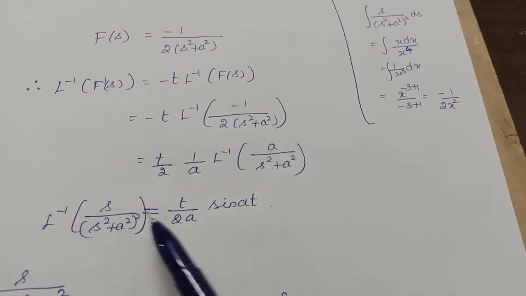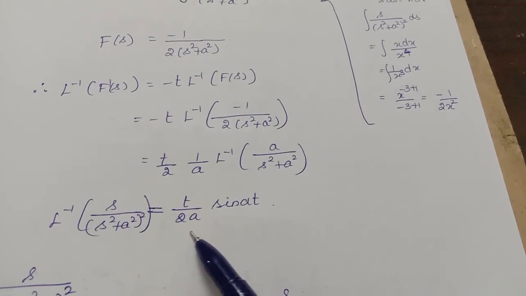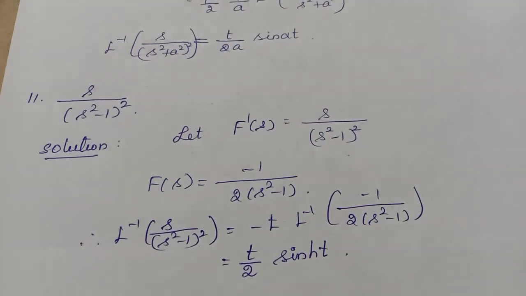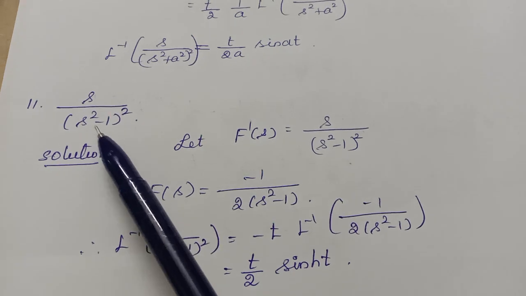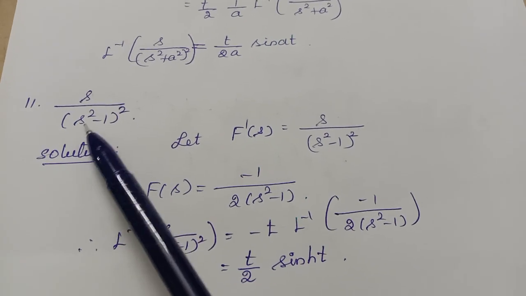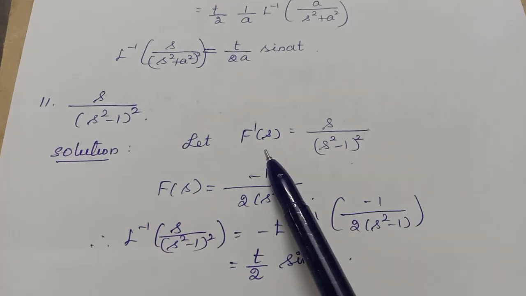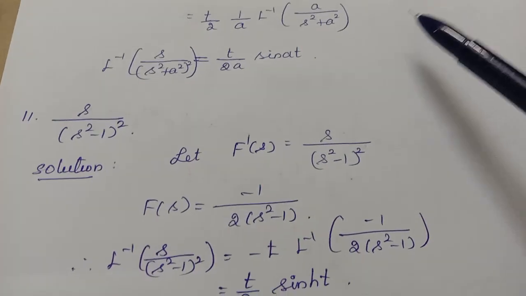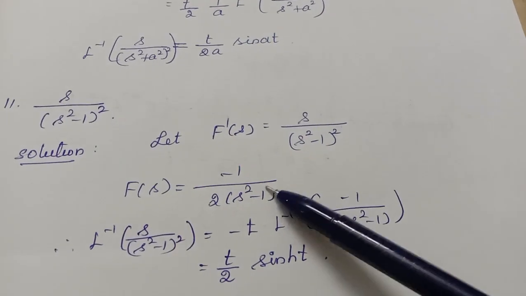So the inverse Laplace transform for s by s square plus a square the whole square is t by 2a into sin at. Okay, then next problem, s by s square minus 1 the whole square. This is also in the same model as above, that is square of the term in the denominator. Take the given function as f dash of s, you find f of s by integrating this. This integration is also similar to the previous one. So whatever answer you have obtained there, the same pattern will follow here.